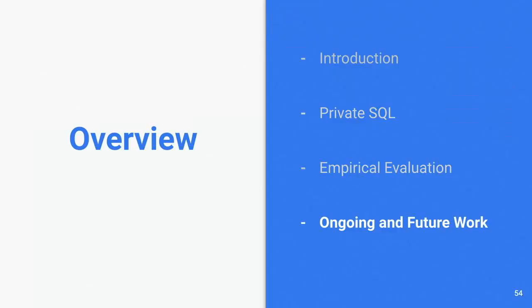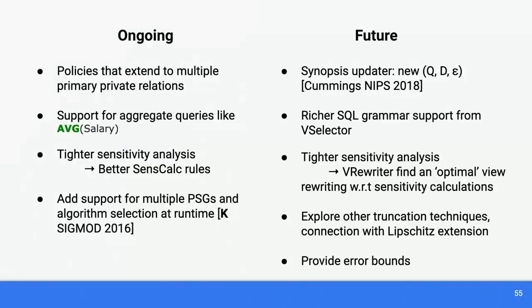We have more results for later on if you want, and some stuff to talk about: what we're doing now and what we want to do. We would like to have policies that extend to multiple primary-private relations. So imagine a more complex schema, and you can decide that both my employees and my employers are going to be primary-private, and then you define the policy there.